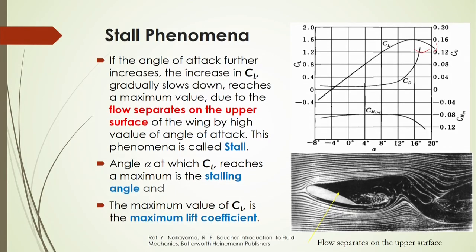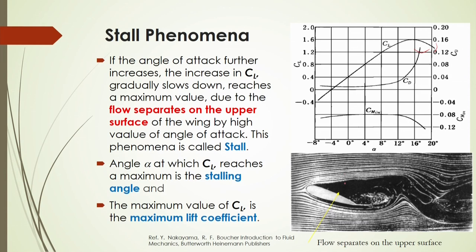Also, as the angle of attack increases from the zero lift angle, the lift coefficient increases in a straight line to a maximum value, up to 16 degrees, and beyond that it will decrease. Another important phenomenon of this aerofoil section is called the stall phenomenon. If the angle of attack further increases, the increase in CL gradually slows down. As you will see in the figure, it will reach a maximum value, and the flow separates on the upper surface of the wing due to a high value of angle of attack. This phenomenon is called stall.